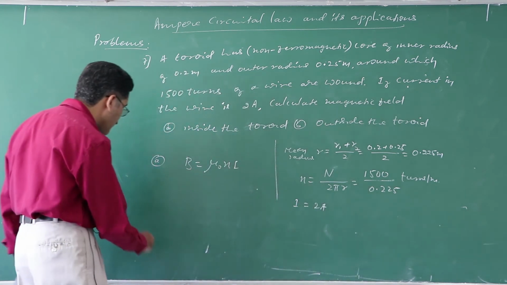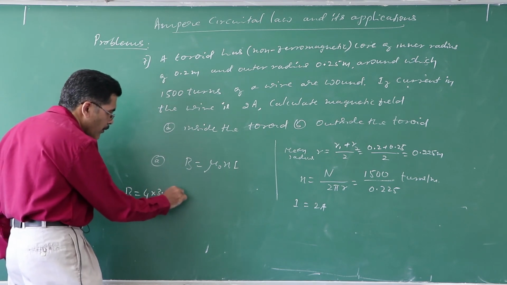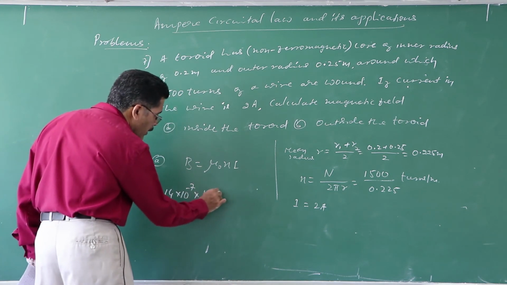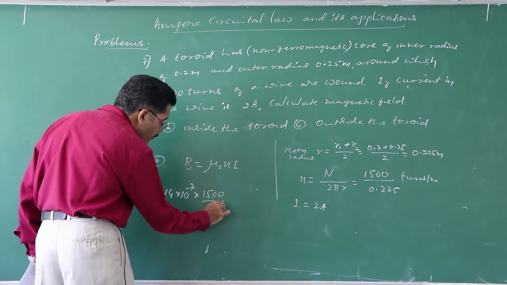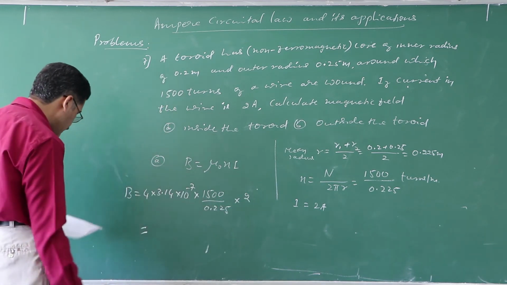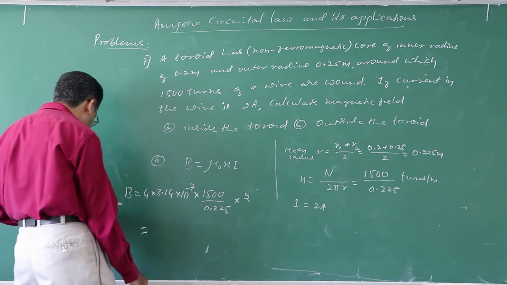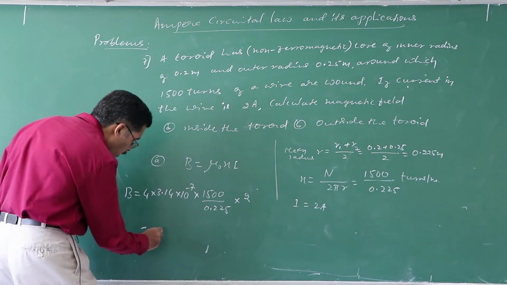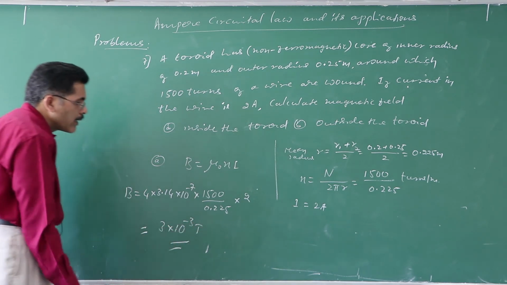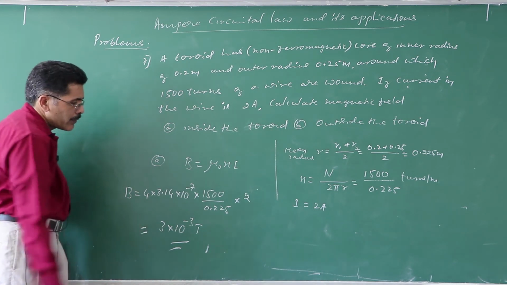Now substitute in this relation. B is equal to 4 into 3.14 into 10 raised to minus 7 into 1500 by 0.225 into 2. On simplification you will be getting about 3 into 10 raised to minus 3 Tesla. This is approximately 3 into 10 raised to minus 3 Tesla. Please check this value.